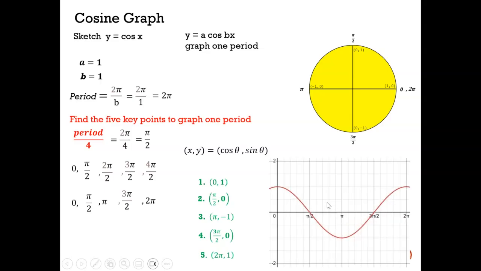Now here's my graph, right? There's the amplitude, -1 to 1. There's my first point, 0, 1. My second point, pi over 2, 0. My third point, it'll be pi, -1. My fourth point will be 3 pi over 2, 0. And my fifth point will be 2 pi, 1. Okay.